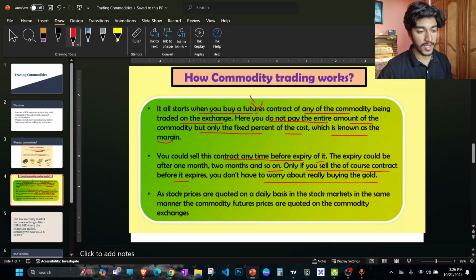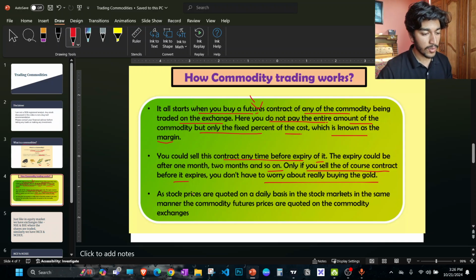Coming back to the main part, you don't have to worry about buying the physical gold. You can just sell the contract on the exchange and be done with it. Plus, when you trade through a discount broker, you don't have to worry about physical delivery of the commodities, because the broker will itself sell that particular contract before the expiry, right?